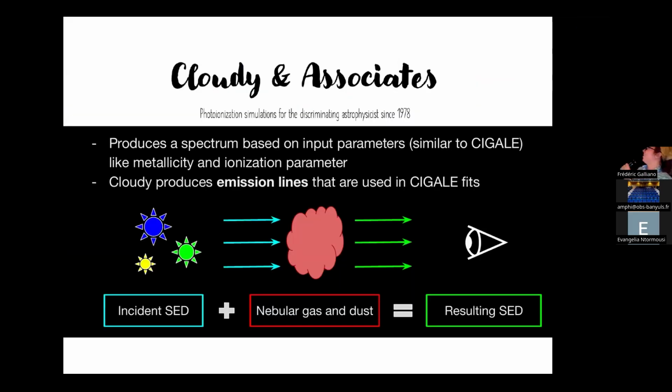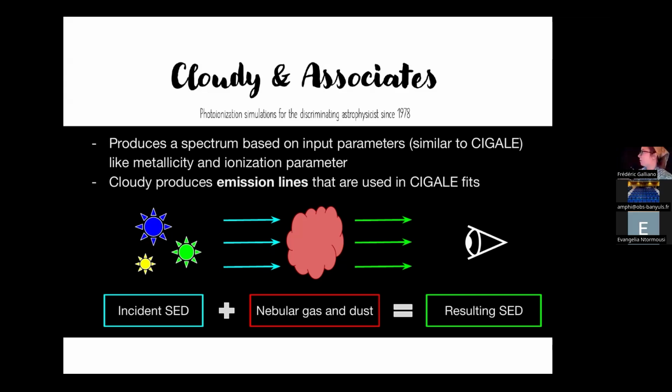Cool. In order to characterize the emission lines of these galaxies, we used Cloudy, which is a powerful SED modeling algorithm, which will produce a spectrum based on input parameters similar to those in CIGALE, like metallicity and the ionization parameter. Cloudy produces emission lines that we can then use in the CIGALE fits. Unlike CIGALE, which is fitting an SED to observations, Cloudy is just producing an SED. There's no fit to observations.